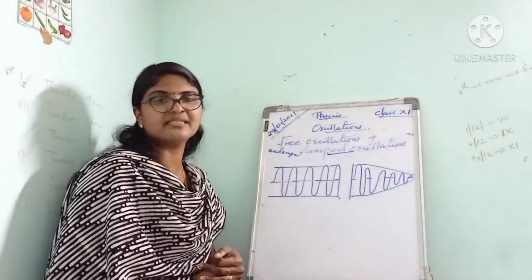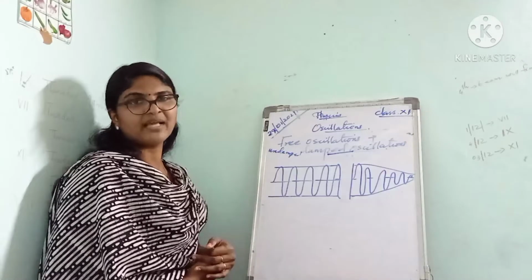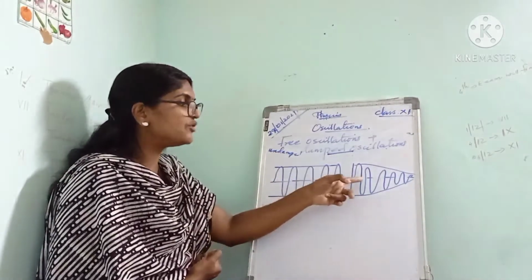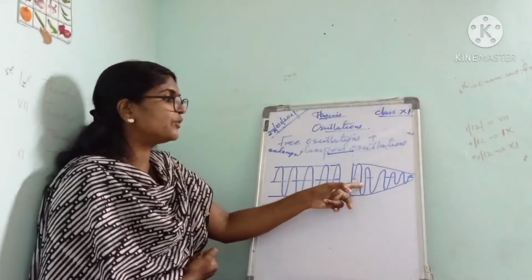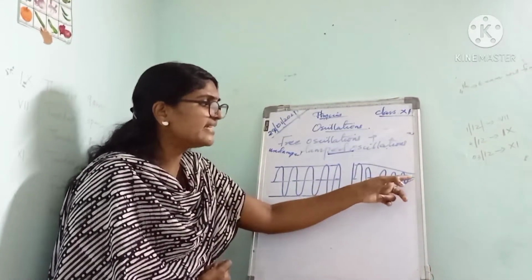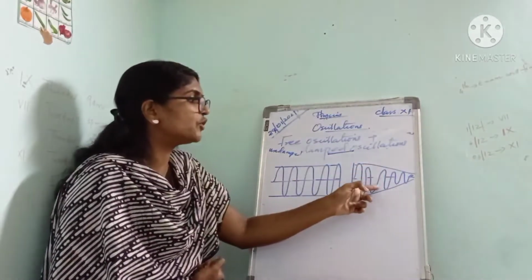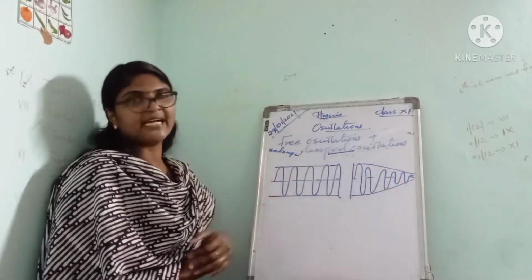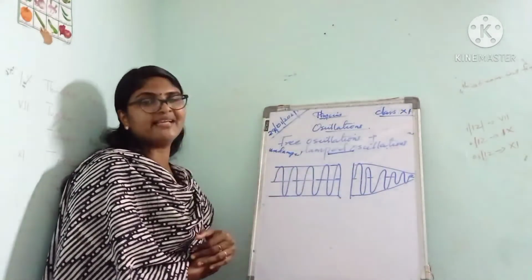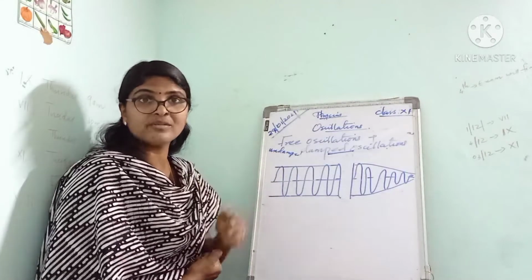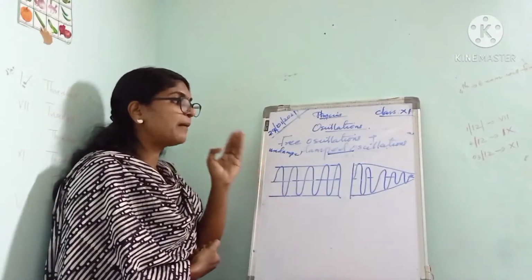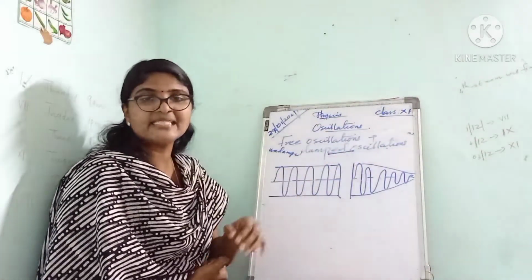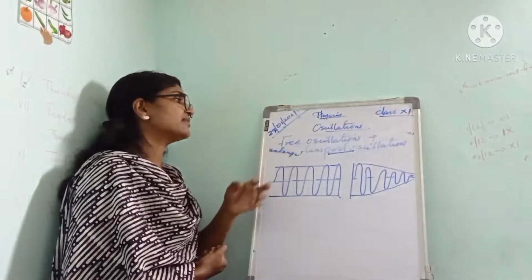Next about what? Damped oscillations. In damped oscillations, the amplitude gradually decreases with time. Here the amplitude is not a constant, it goes on decreasing with time. That is what damped oscillations are. The amplitude of the vibrating particle goes on decreasing with time. Such oscillations are called what?